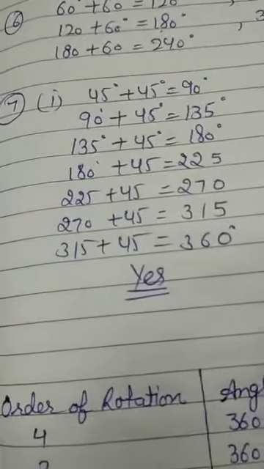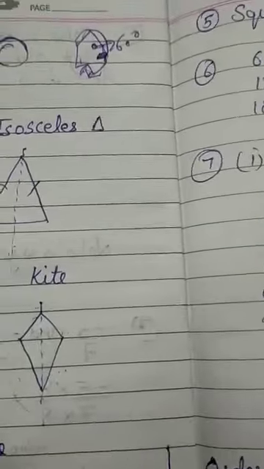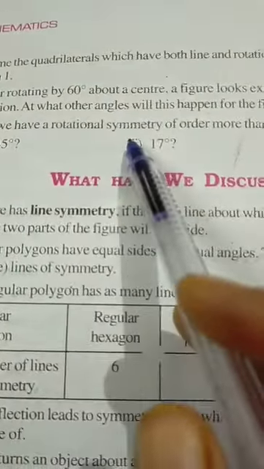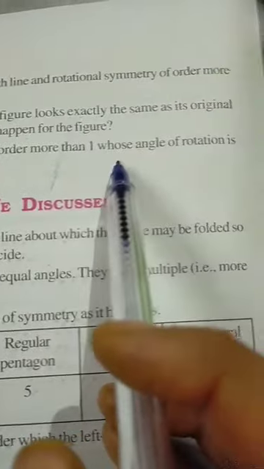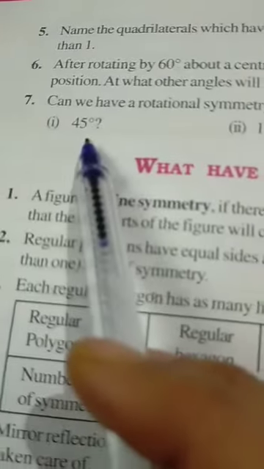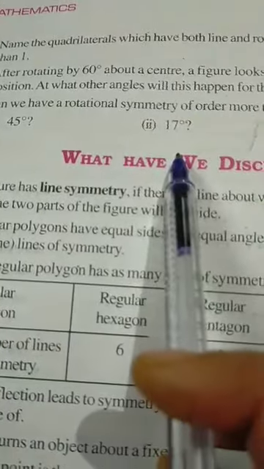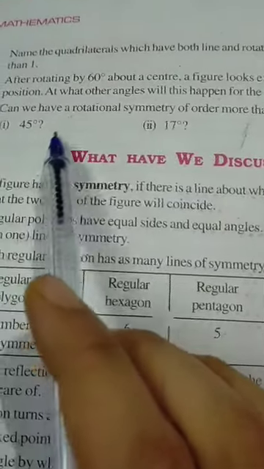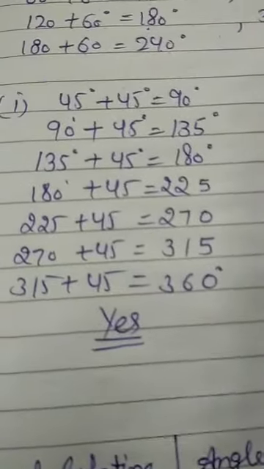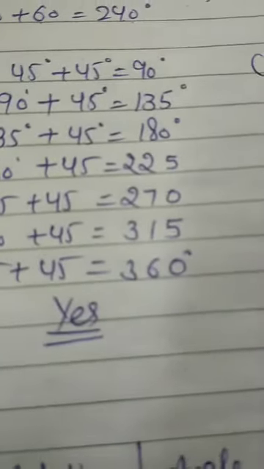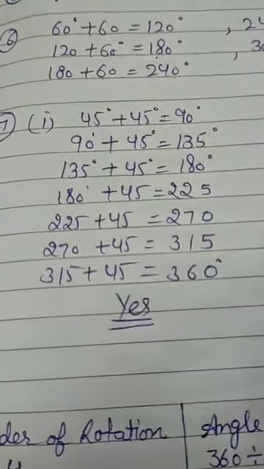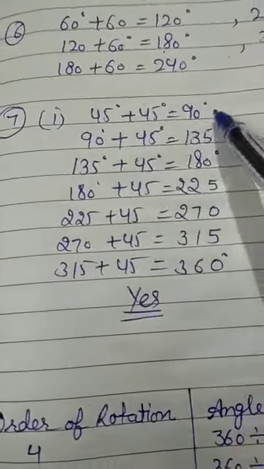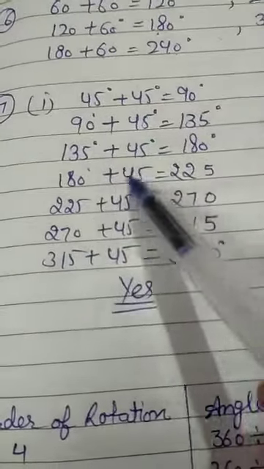Okay. Now in the 7th question he is saying, can we have a rotational symmetry of order more than one whose angle of rotation is 45 degrees, and again 17 degrees? He is saying if this angle of rotation is given, then at the next angle it will come to the same position, meaning you have to find the angles of rotational symmetry. So we will find it with the same method. 45 plus 45 is 90, 90 plus 45 is 135, you will add 45 again to get 180.